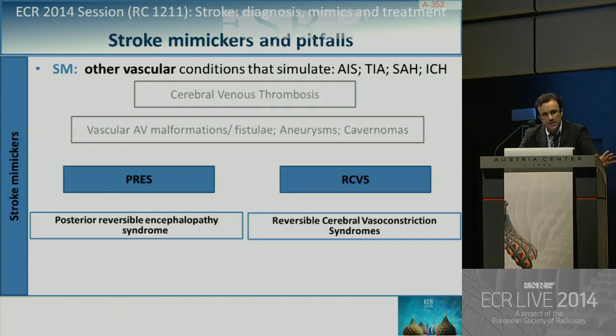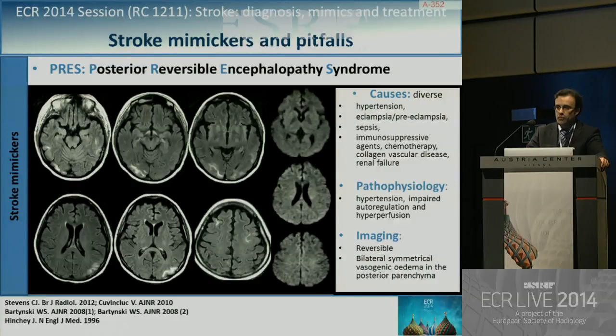I would like also to draw to your attention to two other situations that may help you in your daily routine. One is PRES, more known, and the other one is a miscellaneous group that is grouped in the reversible cerebral vasoconstriction syndromes. So PRES, you know, is associated firstly with hypertension, then with eclampsia, preeclampsia, but there are many other clinical situations that may be associated with PRES. So this is an abnormality of the vascular regulation, autoregulation.